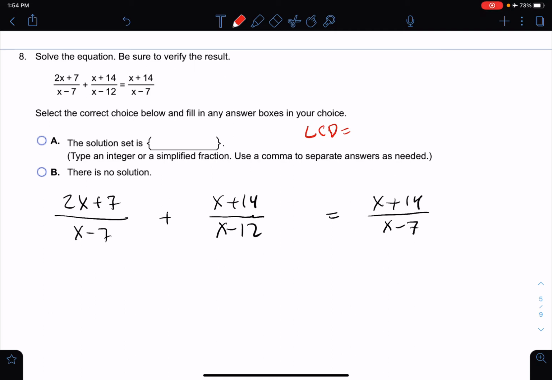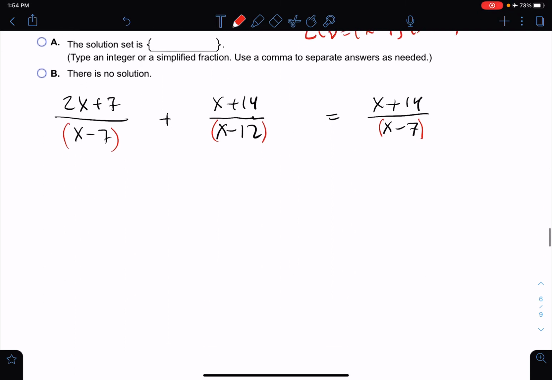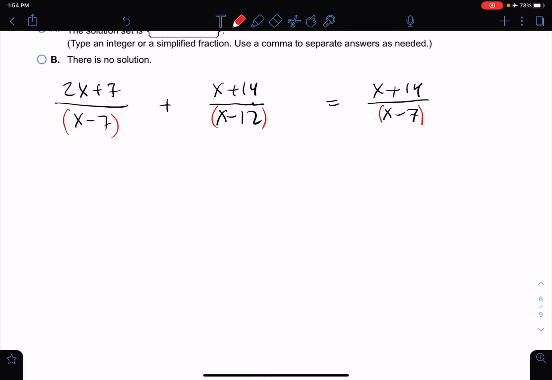LCD, well, it's all factored, so we're good there, right? x minus 7, x minus 12, x minus 7, so the LCD is x minus 7 times x minus 12. And let's put our little restrictions down here at this point. x cannot equal 12, because 12 minus 12 makes a 0. x cannot equal 7, because 7 minus 7 makes a 0. So there are my restrictions. Let me get rid of that, and that, and that. And let's go for it now.